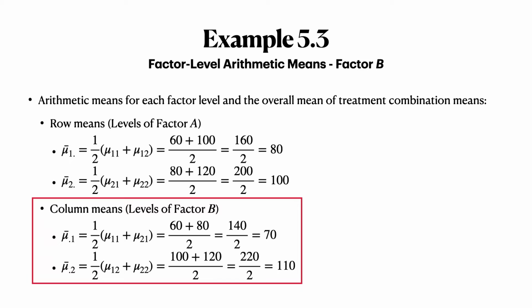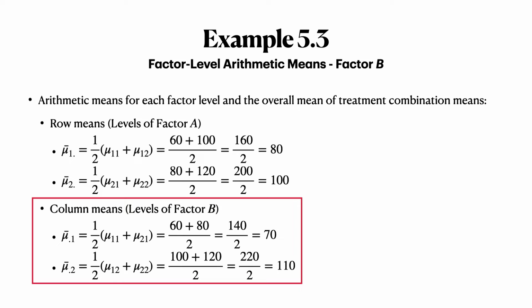Then we'll calculate the column means. These are the arithmetic means for the levels of factor B. And so mu bar dot 1 is the arithmetic mean of the treatment means for those treatment combinations that have the first level of factor B. So it's the arithmetic mean of mu 1, 1 and mu 2, 1, and that turns out to be 70.